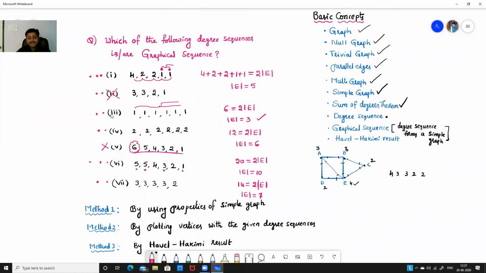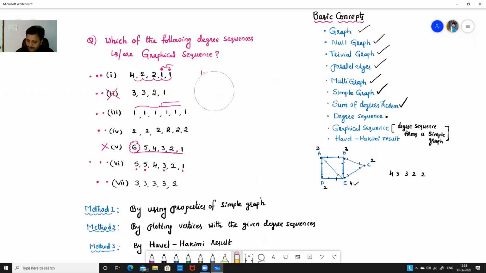Okay? In some cases, the moment you see the given degree sequence, there is a possibility that the total number of edges exceeds the max number of edges. Then we can easily say it is not a simple graph. Is it clear? Yes. So by using properties, we can easily eliminate the options. Okay. Now let me check the remaining options, whether they are forming a simple graph or not.